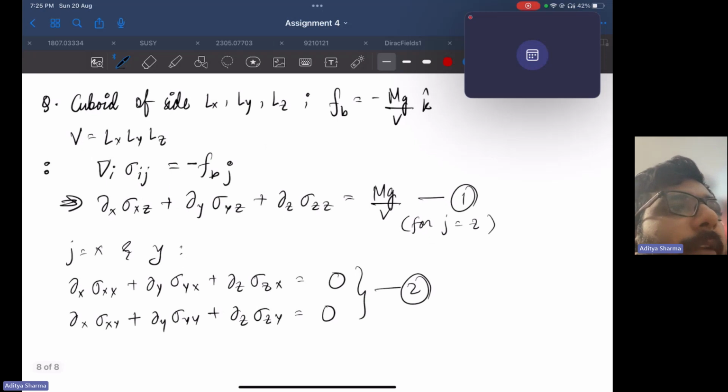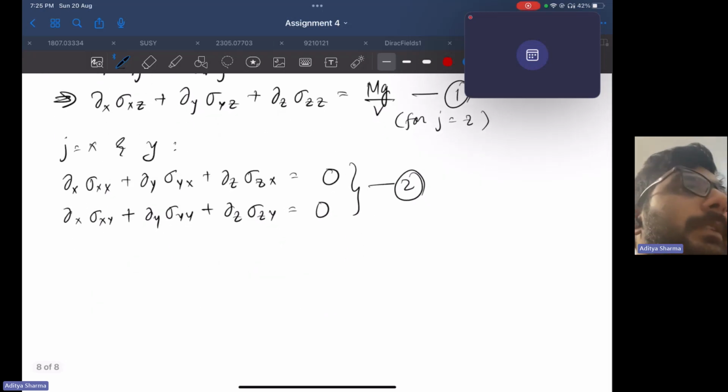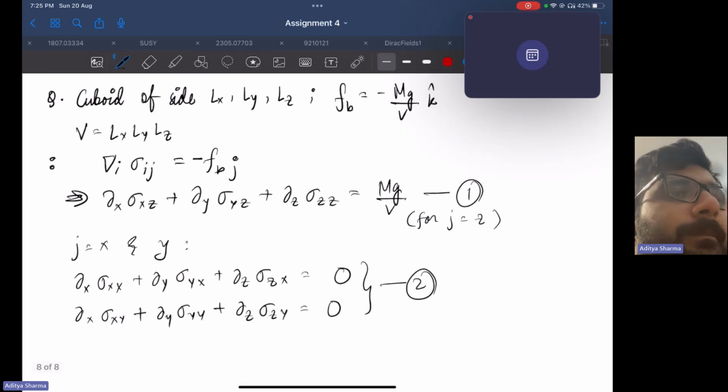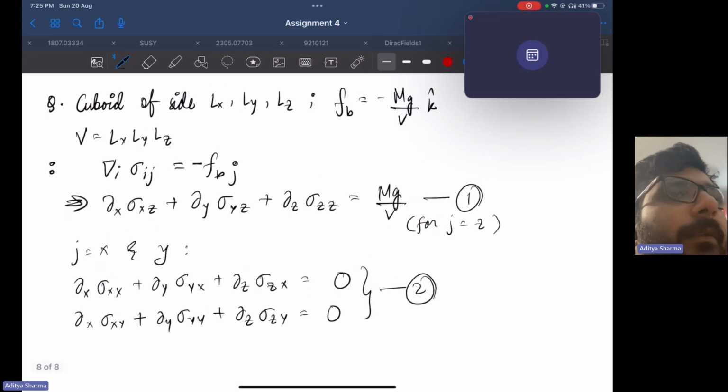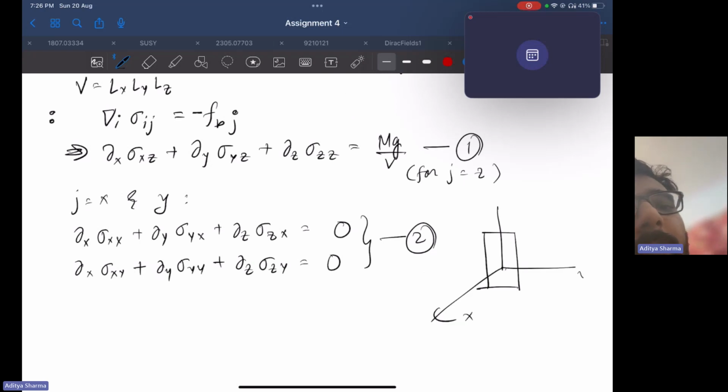So we find that sigma zz. Now you see the body force is applied in the k-cap direction. There is no shear here. We are not shearing it. So if this is the material, the cube, x, y, z, we are pushing it.